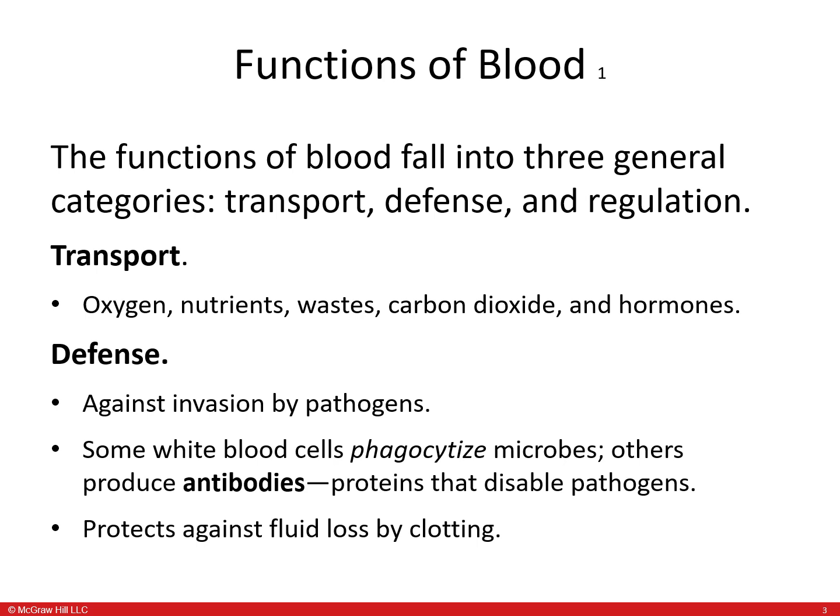So the function of the blood falls into three general categories: transport, defense, and regulation. Within the blood, there's a transport of oxygen, nutrients, waste, carbon dioxide, and hormones. It also helps to fight against pathogens. Some of the white blood cells actually eat the microbes, and others produce what are called antibodies, which are basically proteins that help to disable the pathogens. It also protects against blood loss by producing clotting.